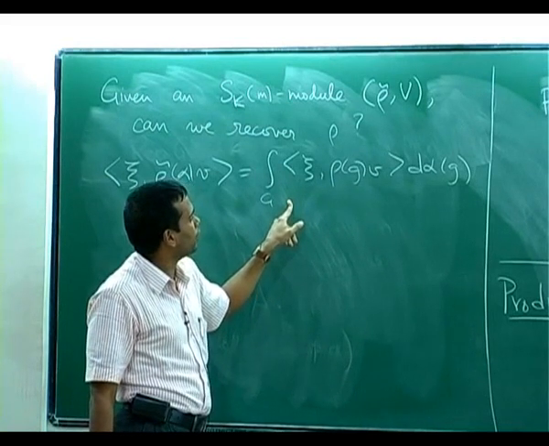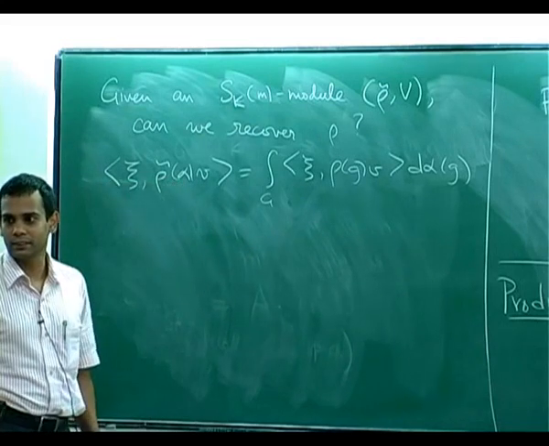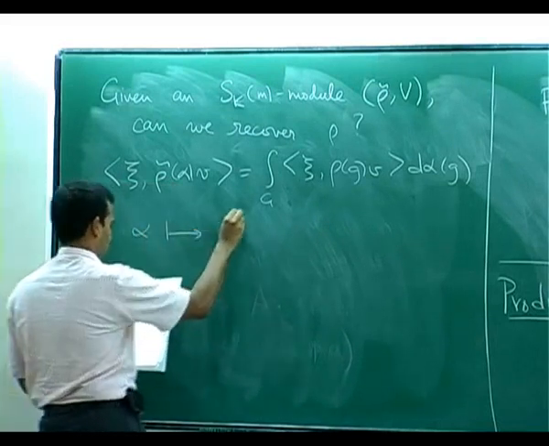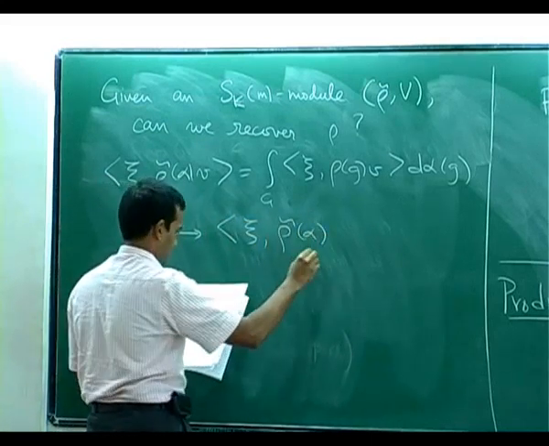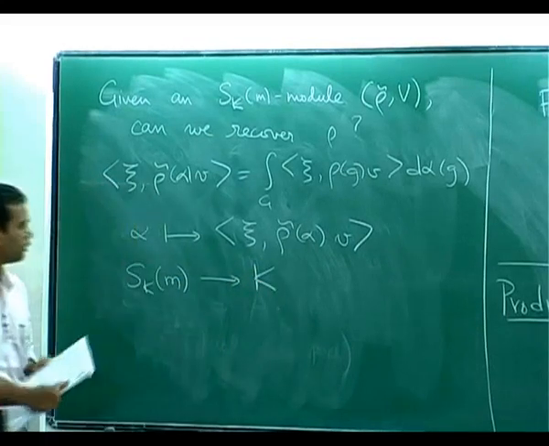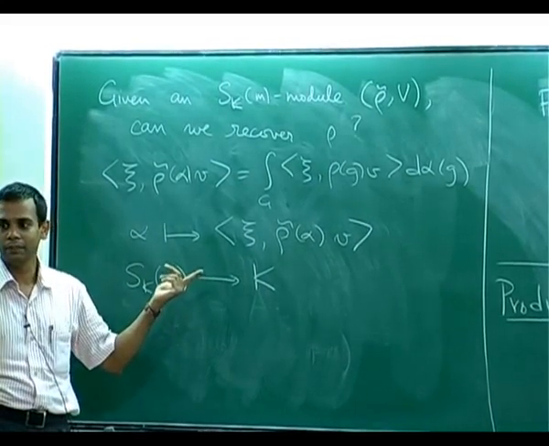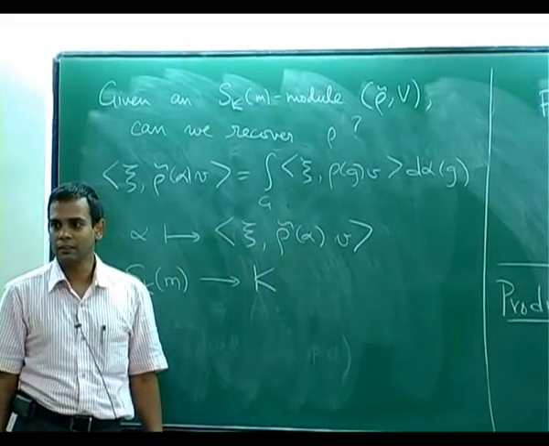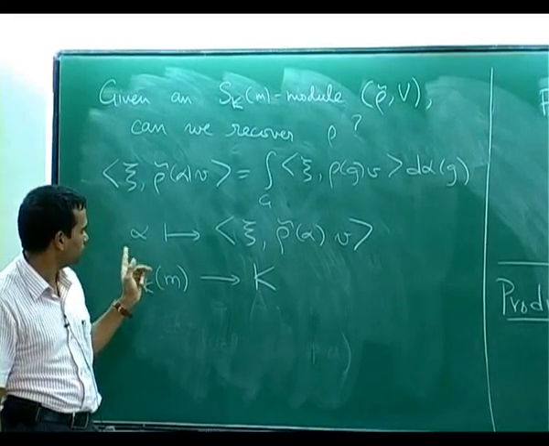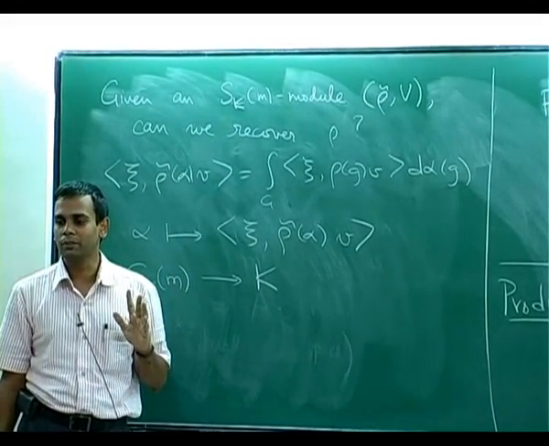But maybe we can figure out what this polynomial is because we know for every alpha what rho tilde alpha is. So what we have is alpha goes to z rho tilde alpha v. This is from SKM to K. It's a linear functional on SKM. Now, in the finite dimensional world, we would have been fine. This linear functional would be again an element of AKM, and that would be our polynomial. But for an infinite dimensional vector space, double dual is never its dual. So you can end up with linear functionals which do not correspond to any polynomials, right? So that's the slight technical problem that we'll have to overcome.